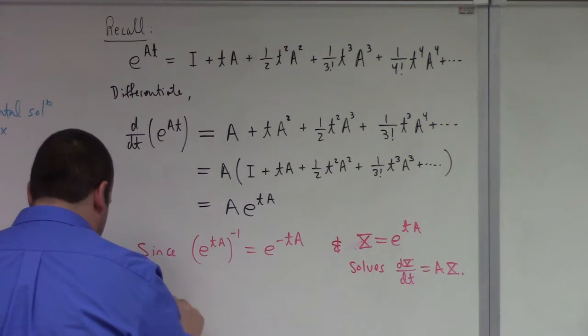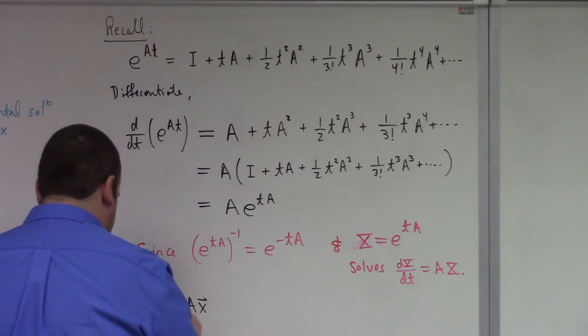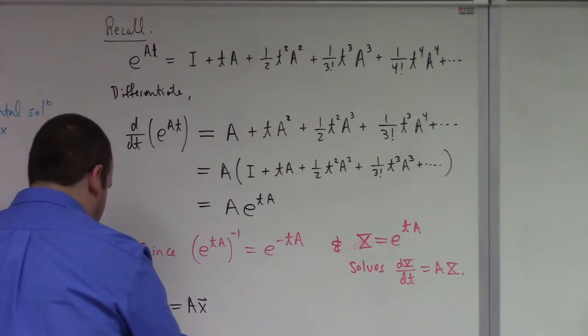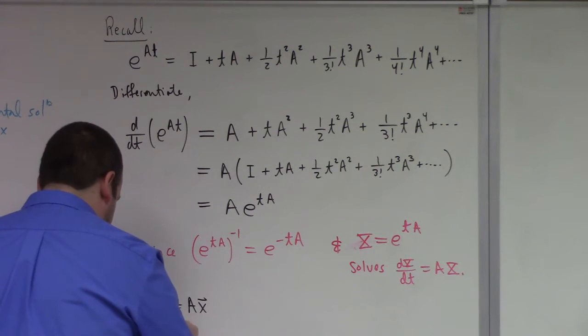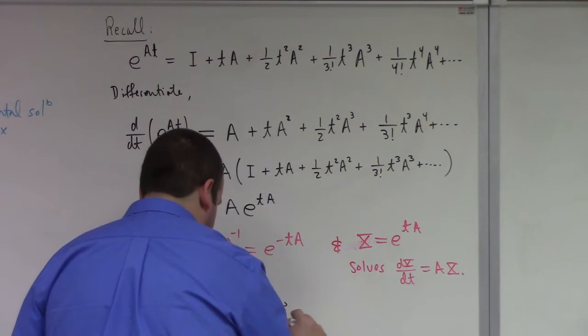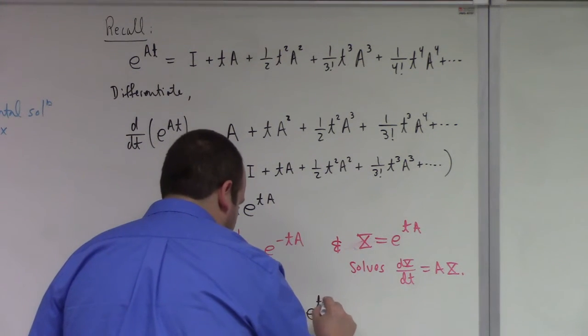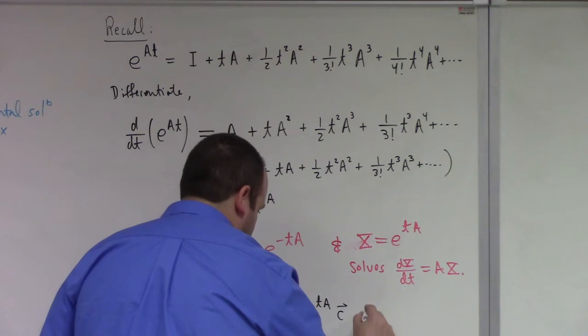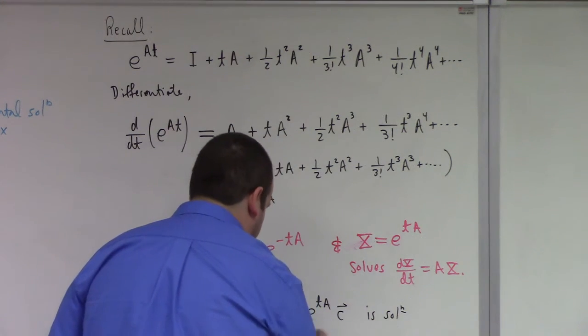Here it is, x prime equals ax. Actually, dx dt equals ax. Thus, x equals e to the ta times a constant vector is a solution. It's the general solution. Done.